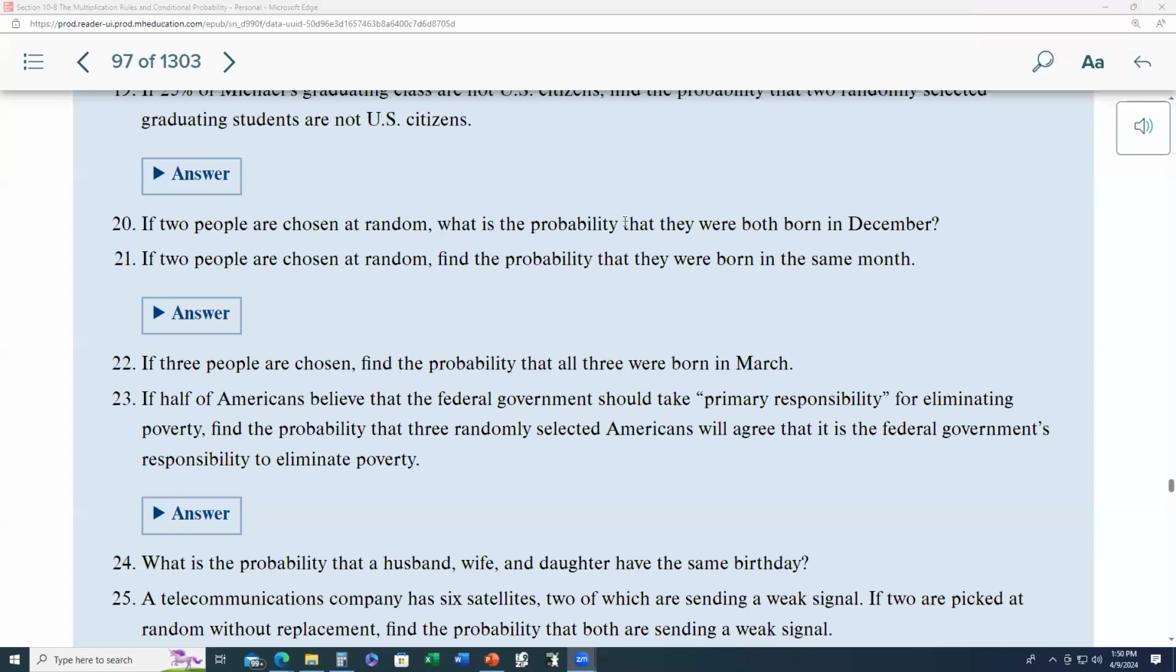Would the person be replaced after they were picked? Well, it's not really so much as whether we're replacing or not replacing them back into a container, because these people are not in a container. But the bottom line is we randomly select 2 people from the population.